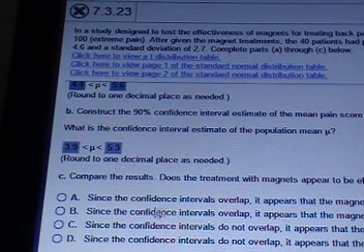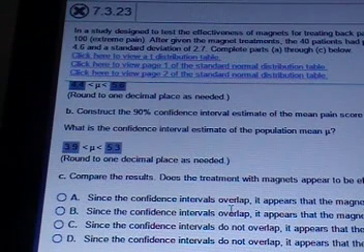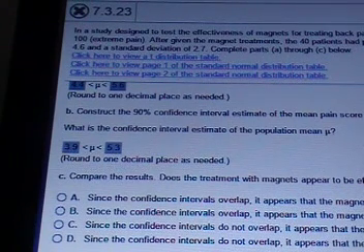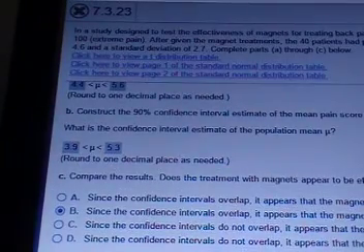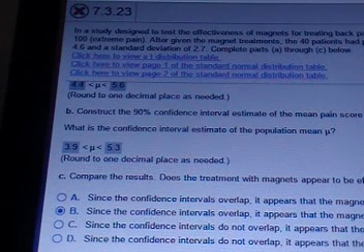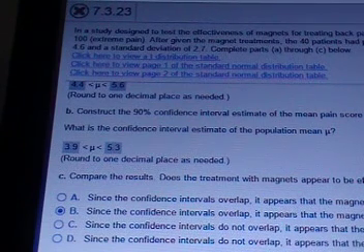Because these confidence intervals overlap, it appears the magnet treatments are no more effective than the sham treatments. So you won't be able to show that there's an effect unless you get one confidence interval entirely above the other one, and that didn't happen here. They do overlap a little bit.